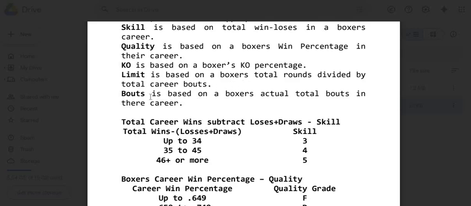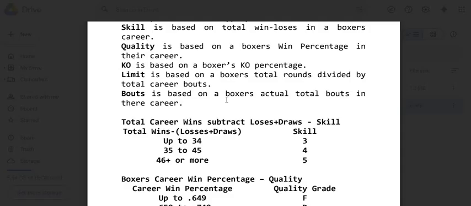This is an obvious math formula. Bouts is their total bouts. So Muhammad Ali, I think, had 56 and 6, right? So Muhammad Ali had 62 bouts. So you would start Muhammad Ali in your game with 62, and every time he fights a fight, you would knock off Muhammad Ali's bouts. So you don't even need to use bouts.